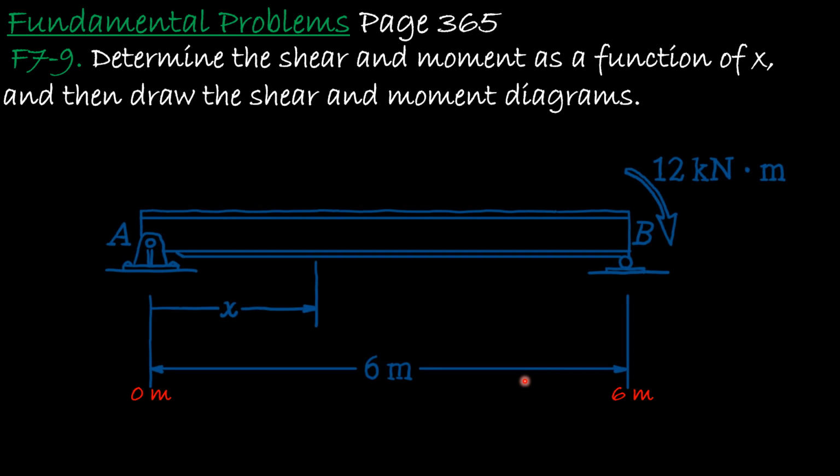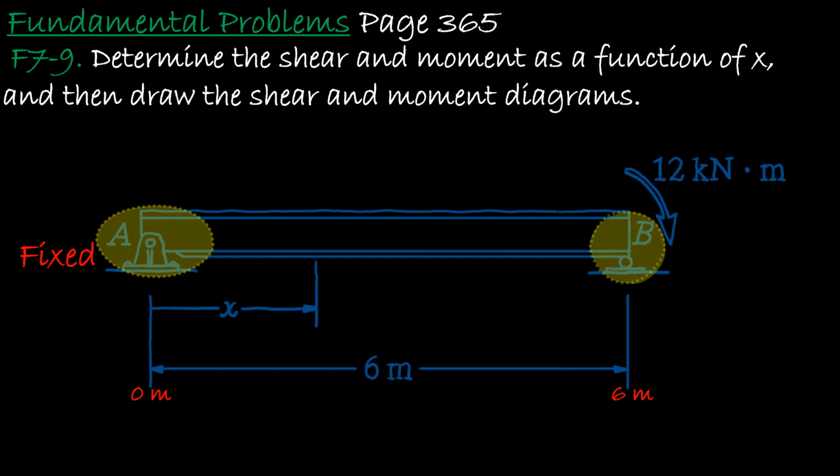The next thing is we want to see what supports we have in this problem. Here we have support at A, and this type of support is called fixed support. Fixed support restricts the movement in the vertical, horizontal, and rotational movements. While at B, we have a roller support. Roller support only restricts the movement in the vertical direction.